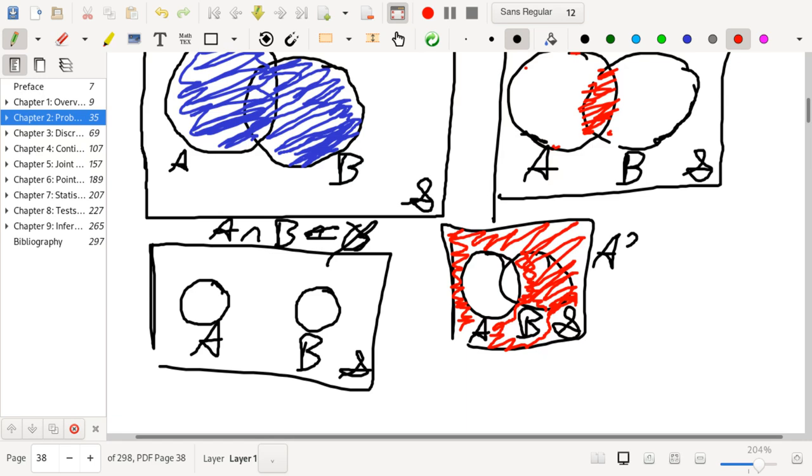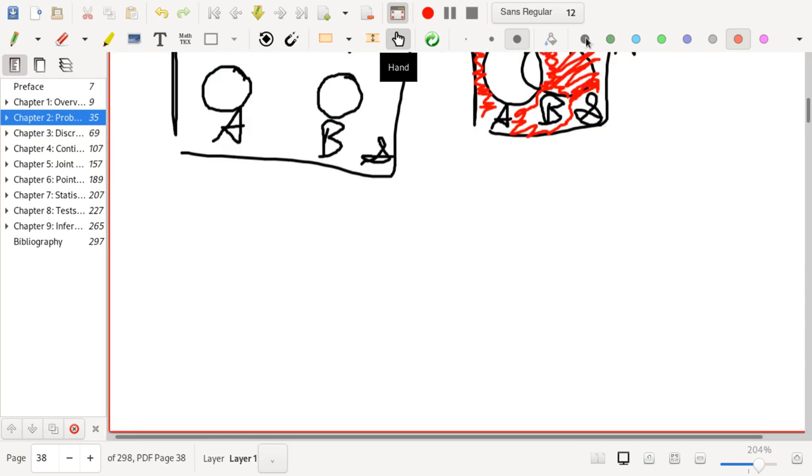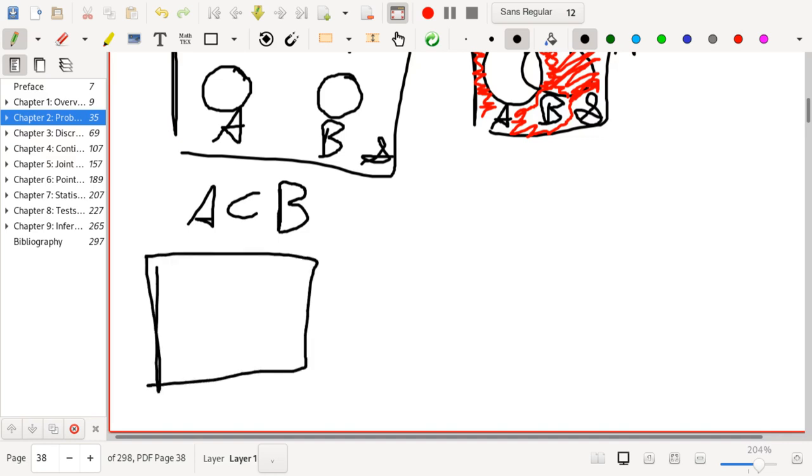Some other important set relationships. Here is the relationship A is a subset of B. What it means for one set to be a subset of another is that all of the elements in A are also present in B, or alternatively, there is nothing in A that doesn't also exist in B. So a subset relationship looks like so. You have the set B, and the set B contains the set A. So you would draw A as being in the interior of B.